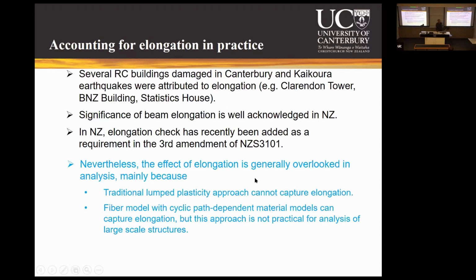Nevertheless, the effect of elongation is generally overlooked in analysis. It is not because we don't acknowledge the importance, mainly because the traditional lumped plasticity approach, which is very commonly used to model and analyze reinforced concrete frame buildings, cannot capture elongation. And the second point I put there is traditional fiber models with cyclic path-dependent material stress-strain relationships can capture elongation, but they need to be cyclic path-dependent. The path dependency is the key, but this approach is not practical for analysis of large-scale structures, right?